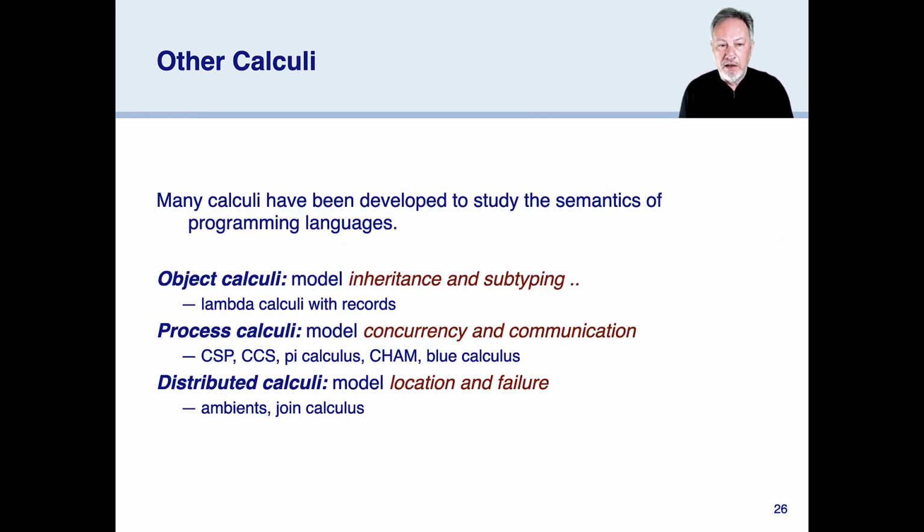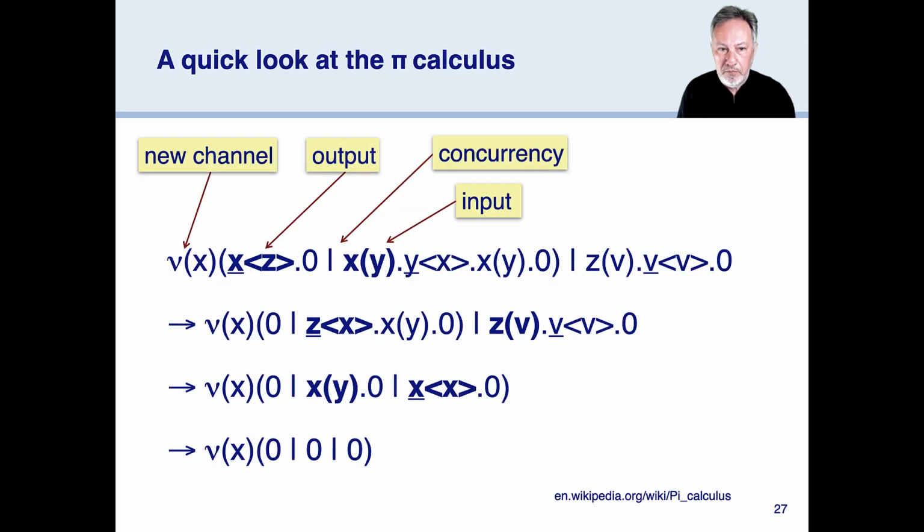Lots of other calculi have been developed over the years, so-called object calculi that model inheritance and subtyping. There are process calculi which model concurrency and communication between concurrent agents or processes, and there are even distributed calculi which model agents that can move between distributed nodes in a network, where you explicitly model the possibility of failure. The last thing I want to show you very quickly is the pi calculus, which is a process calculus. I don't expect you to understand everything on this slide here.